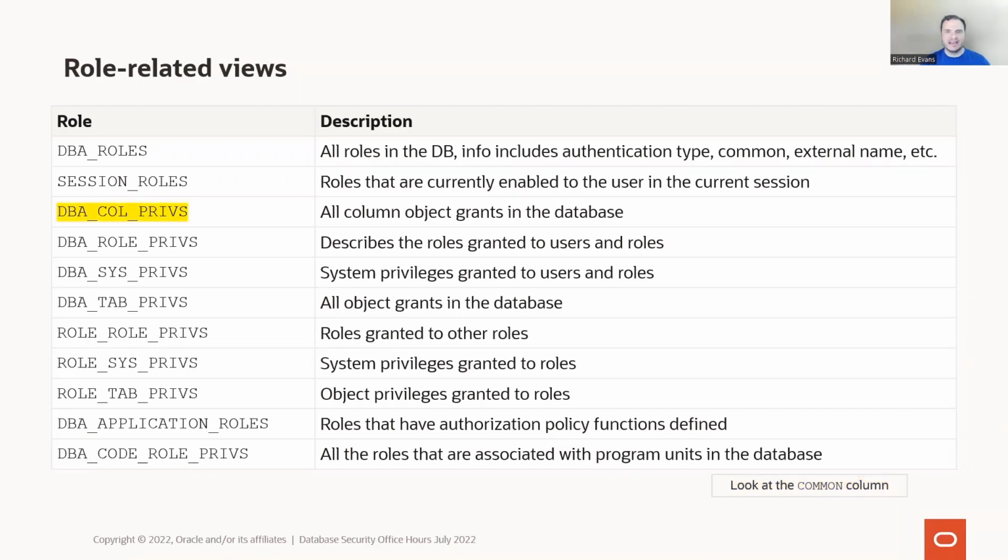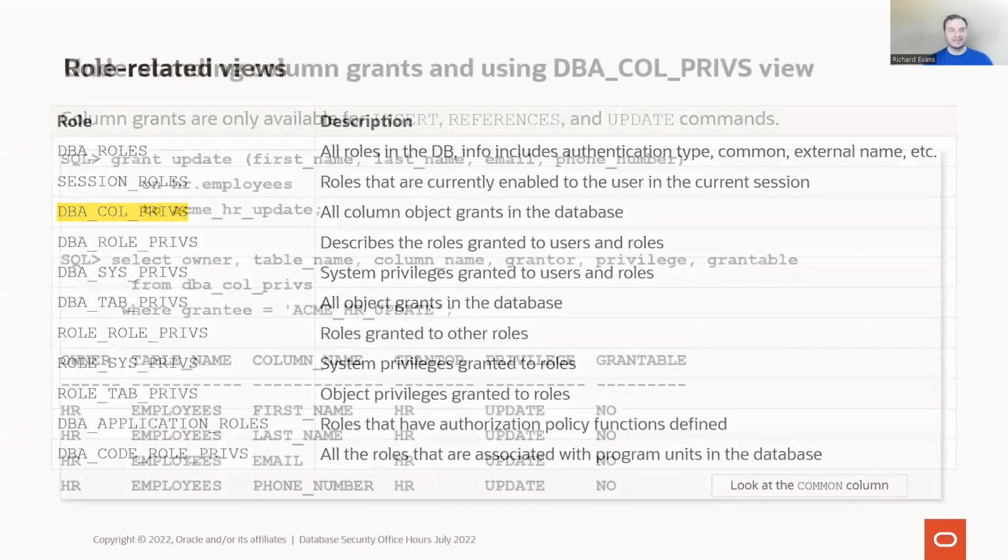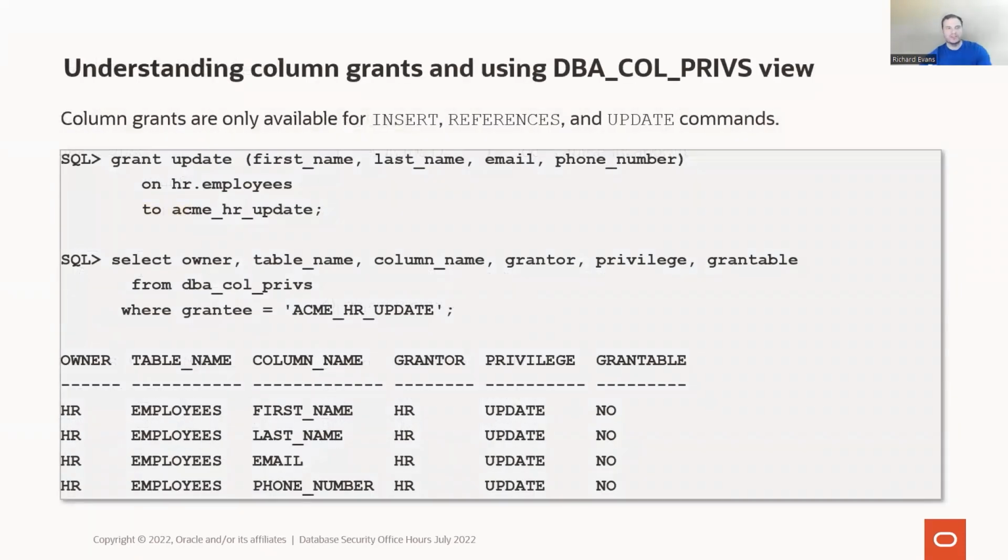The one view I want to highlight here, as an example, is DBA_COL_PRIVS. So, all column object grants in the database, okay? All column object grants in the database. So there are 3 types of things we can do here with column level privileges when it comes to grants. We can do column grants on INSERT, REFERENCES, and UPDATE. REFERENCES allows a user to create a constraint that refers to the table, okay? We can do a grant update on first, last, email, and phone number on HR.EMPLOYEES to our HR_UPDATE role.